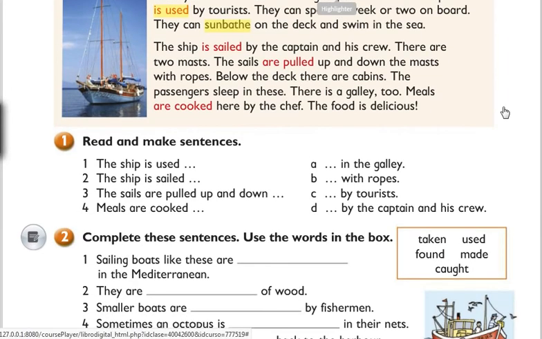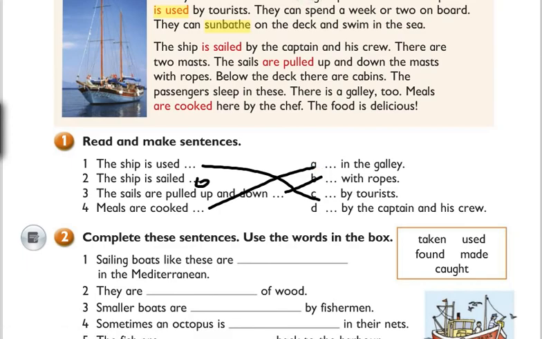Read and make sentences. So, the ship is used by tourists. The ship is sailed by the captain and his crew. This is B. The sails are pulled up and down with ropes. Meals are cooked in the galley. Now let's answer another question.